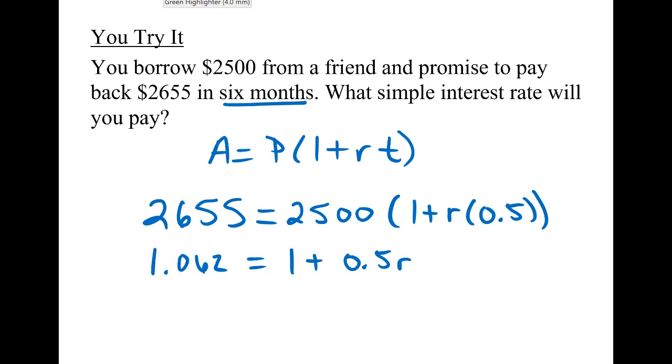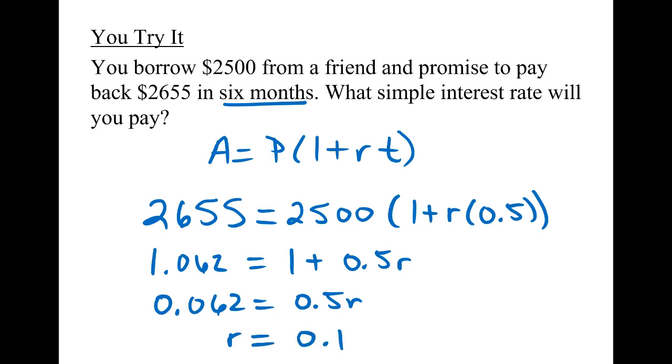That gives us 1.062 equals 1 plus 0.5r. I can subtract 1 from both sides and get 0.062 equals 0.5r. And then dividing both sides by 0.5, or equivalently, multiplying both sides by 2, it's the same thing. We see that r is 0.124, and changing that to a percent, we see that we are paying 12.4% for that loan. Let's move on now to talking about compound interest.